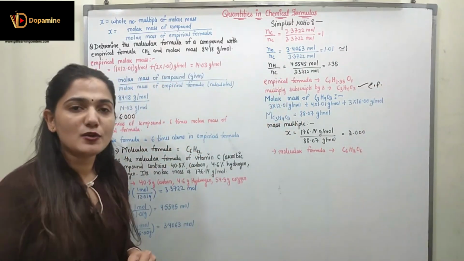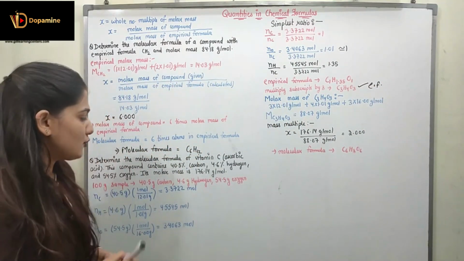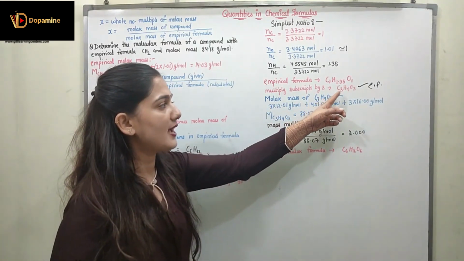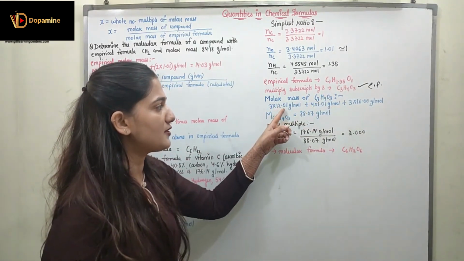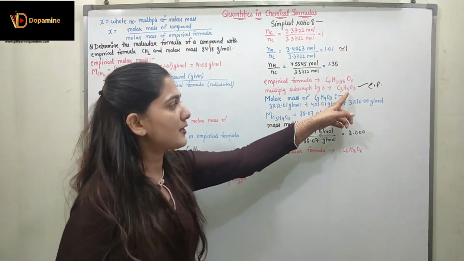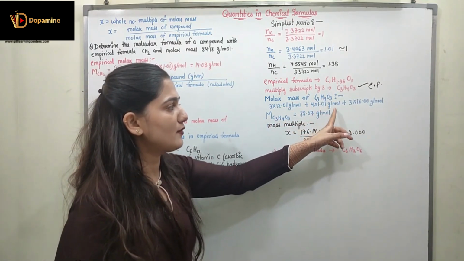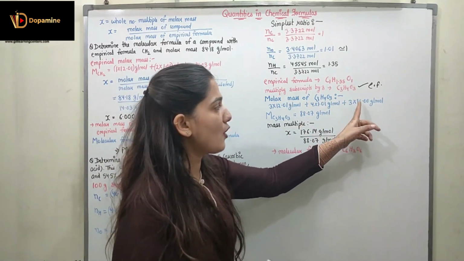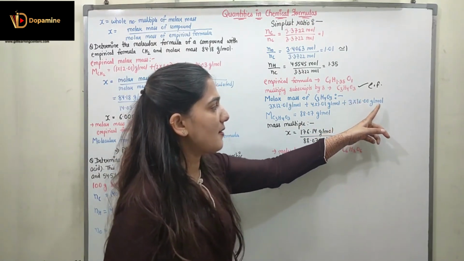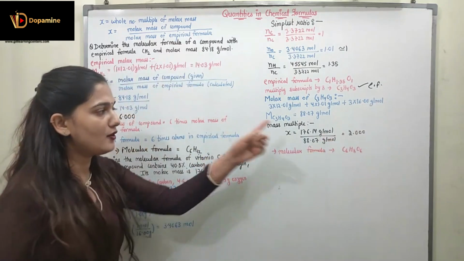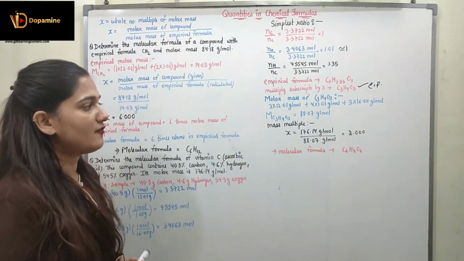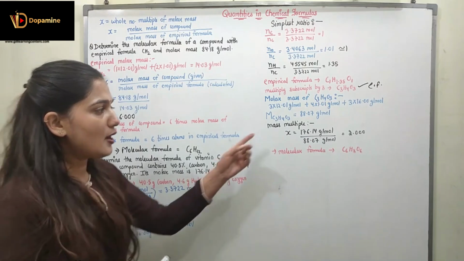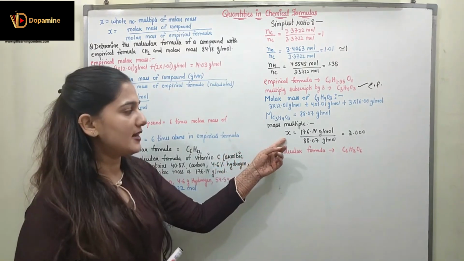So empirical formula mass we have to calculate. The given mass is 100 gram. Empirical formula mass we can calculate as 3 times the mass of carbon, which is 12.01 gram per mole, plus 4 times mass of hydrogen, which is 1.01 gram per mole, plus 3 times the mass of oxygen, which is 16 gram per mole. If I add all of these, the molar mass of the empirical formula comes out to be 88.07 gram per mole. Now we are finding the mass multiplier, that is X.